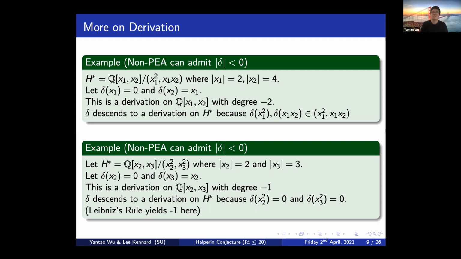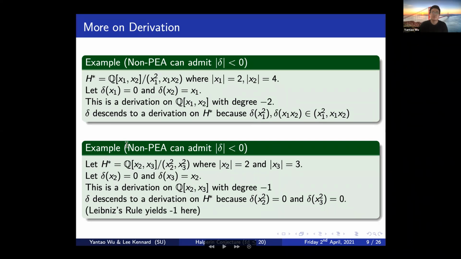And we can check that this delta descends to a derivation on the quotient algebra because it preserves the ideal. Delta of x1 times x2 is clearly 0. Delta of x1 squared is clearly 0. And delta of x2 squared is just x1 squared. So it is checked to be correct.